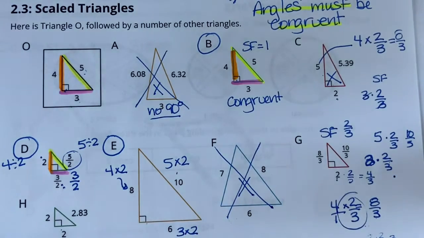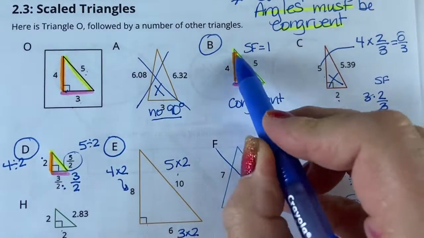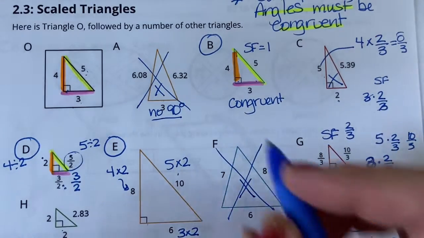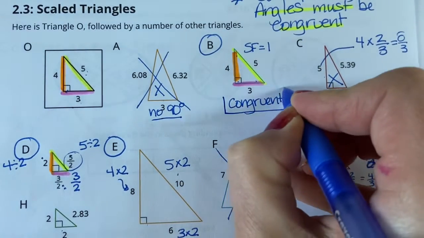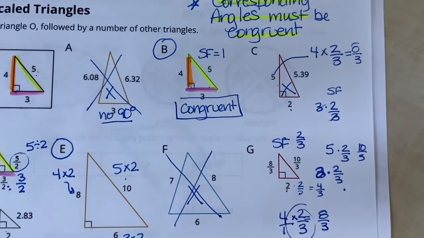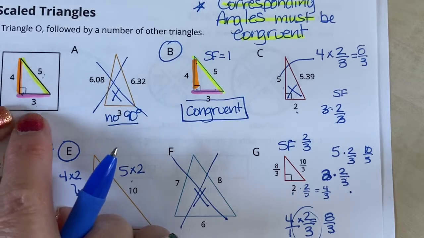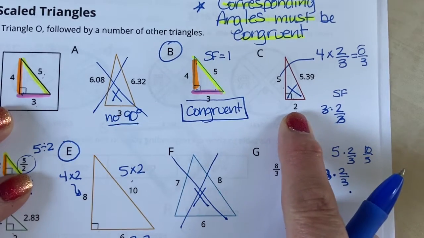So guess what? That's a congruent triangle. My angles are all the same. My sides are exactly the same. This triangle is congruent. All right, this one, you can see I already crossed it out, but I'm going to show you why. All right, so if I figure out how do I get from 3 to 2, okay?